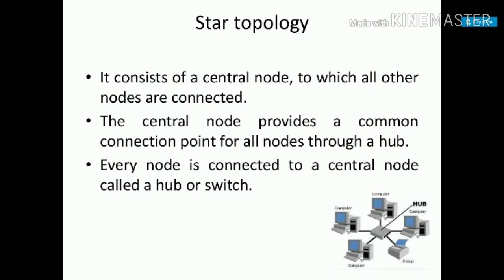The second topology is star topology. Star topology consists of a central node to which all other nodes are connected. The central node provides a common connection point for all nodes through a hub. Every node is connected to a central node called a hub or switch. Here you can see there is a hub in the middle of all the computers, so you can easily understand how to implement star topology.